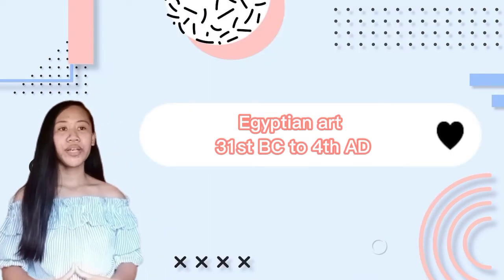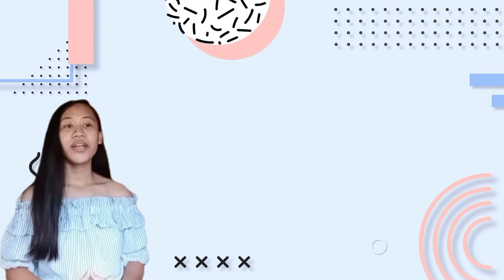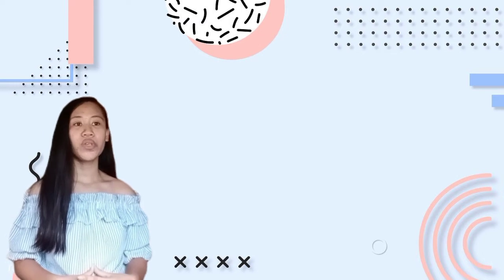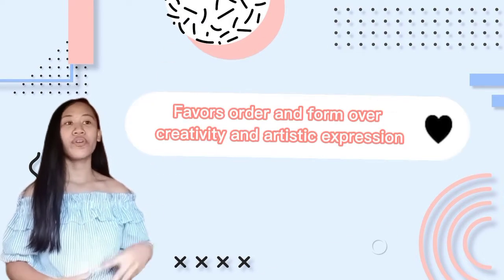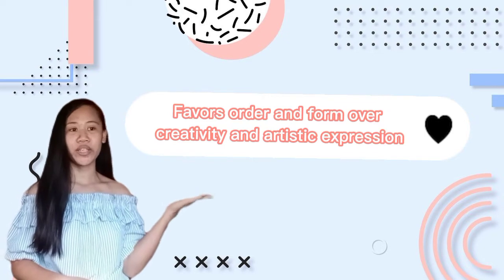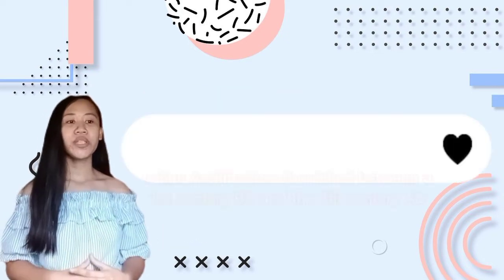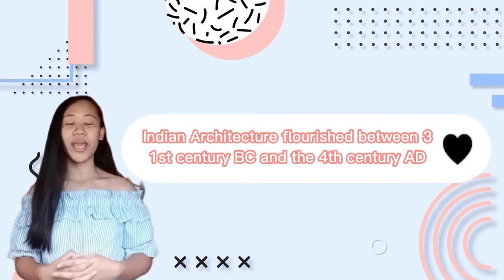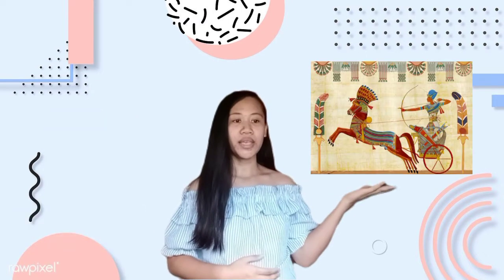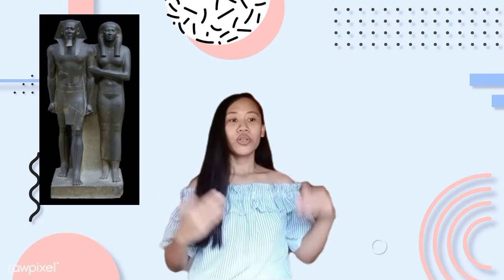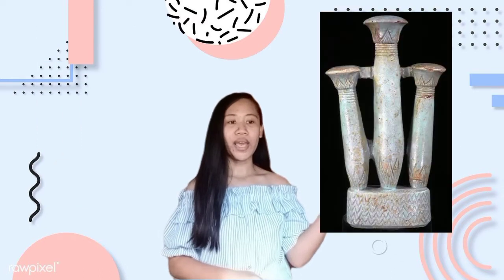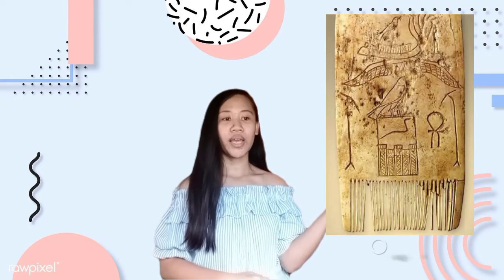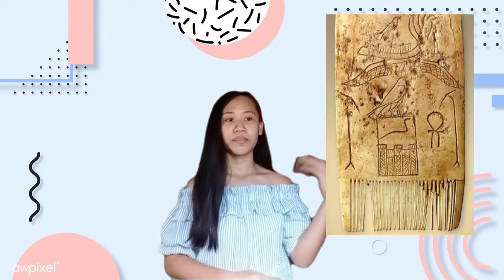Egyptian art, 31st century BC to 4th century AD. Their architecture shows highly conservative adherence to traditional rules which favored order and form over creativity and artistic expression. Ancient Egyptian art flourished between the 31st century BC and the 4th century AD. It included paintings, sculptures, drawings on papyrus, faience, jewelry, ivories, and other architectural designs on art and media.